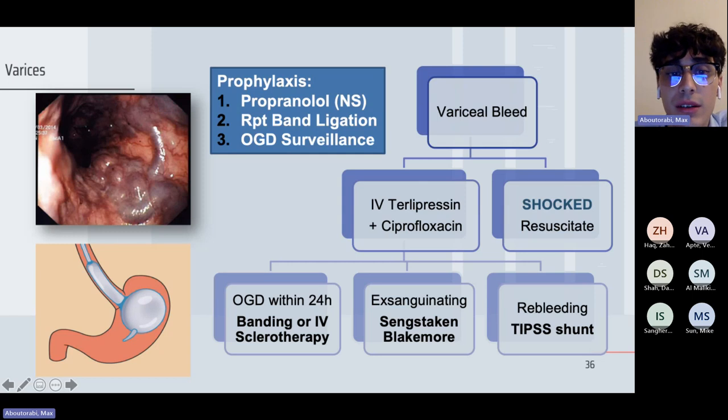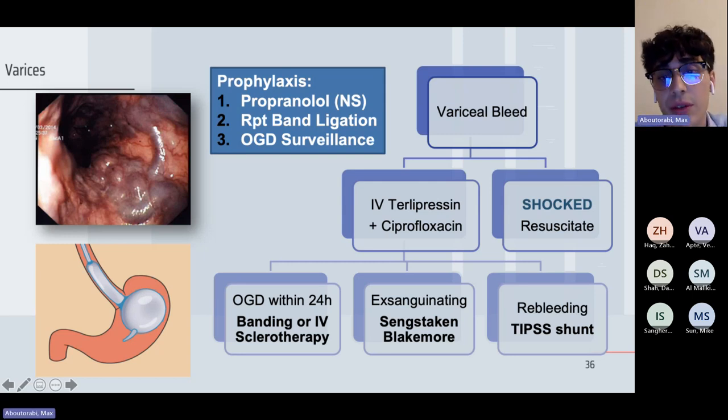Then you'd want to get an OGD, so oesophagogastroduodenoscopy, completed within 24 hours. In common practice, apparently it's a lot quicker, but in an AKT or an OSCE situation, you want to say just within the first 24 hours of presentation. And with this, you would try and do banding. So you tie bands around the vessels that have been bleeding or protruding to prevent any further bleeding. And if that doesn't work, you'd go on to IV sclerotherapy.